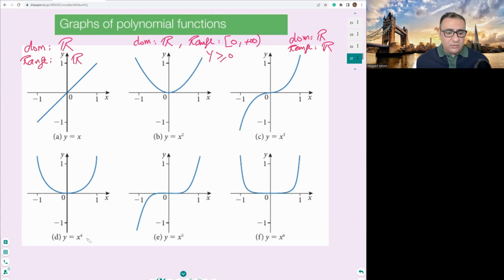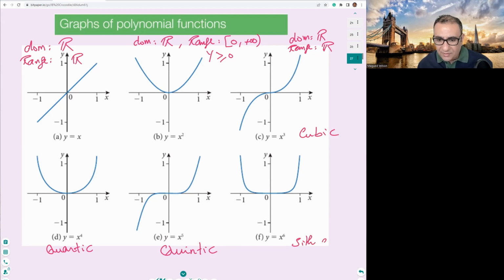At the same time, x to the power of 4. We call it a quartic function. Quartic, what does it mean? Also, this one is called a cubic function. So power 3, cubic function. Power 2, quadratic. Power 4, quartic. Power 5, quintic. Power 6, I don't know, let's call it a 6th degree function.